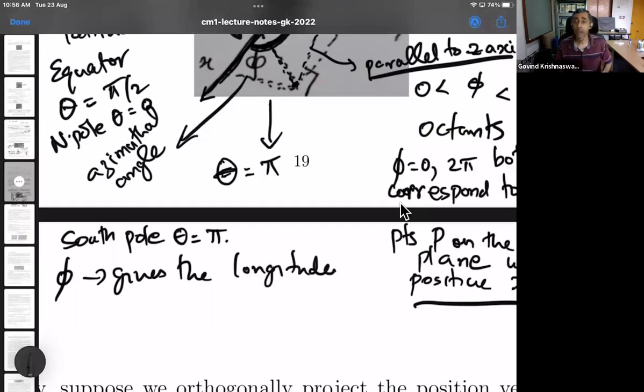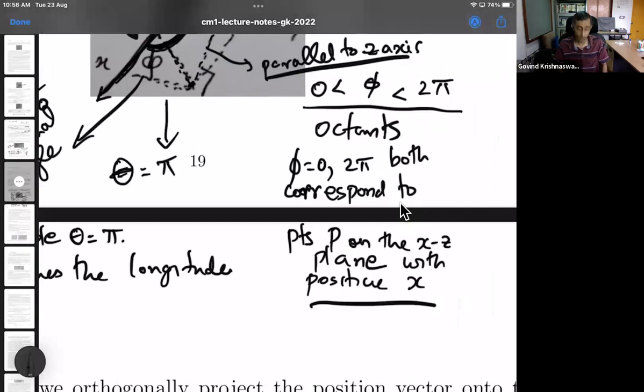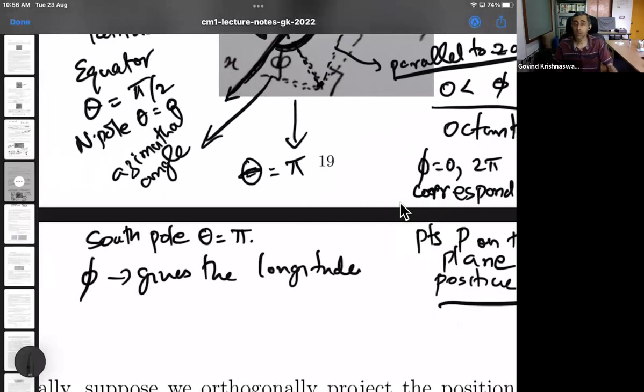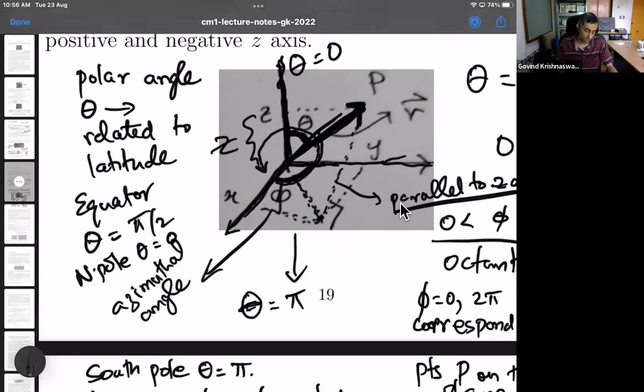Yeah, and as is familiar from geography, longitudes go all the way from 0 to 360 degrees, and no wonder phi also goes from 0 to pi. And of course, you need a reference longitude from which you're going to start counting 0, and that reference longitude is the one that passes through Greenwich, the Greenwich meridian. So in this case, that meridian has been chosen to pass through the positive x-axis.